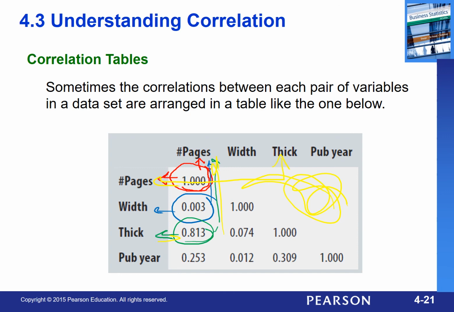The other thing is most statistical software nowadays won't even report the diagonal because it's kind of silly, as you're looking at this now, right? It's just a little bit off board.